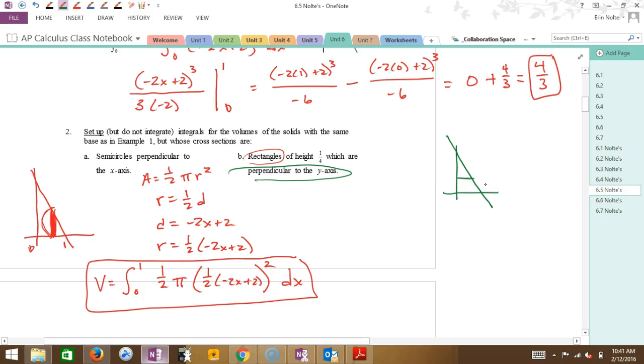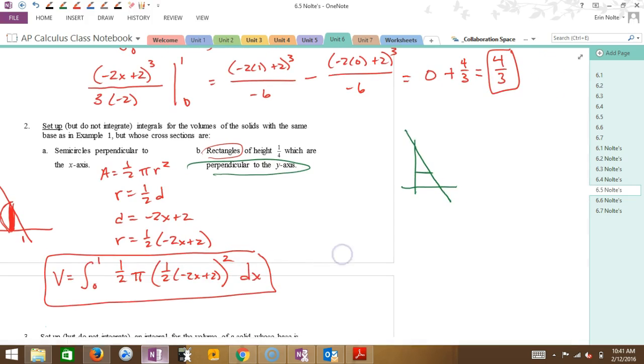Immediately what I notice is that our equation was y is equal to negative 2x plus 2. Now if we're going in terms of the y in relation to the y-axis, I need to take that equation and solve for x. So we're now in terms of y. If I take that equation and solve it for x, what would I do?